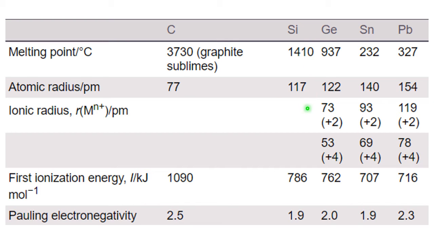Silicon never forms ions. Actually, germanium never forms 4+ ions. We can talk about ions of tin and lead in oxidation number +2. Ions in oxidation number +4 exist only in crystalline form and never in solution. All of them have approximately the same electronegativity, around 2, much lower than carbon.